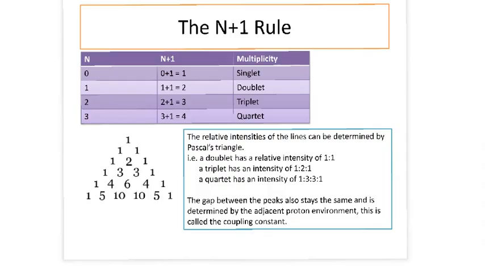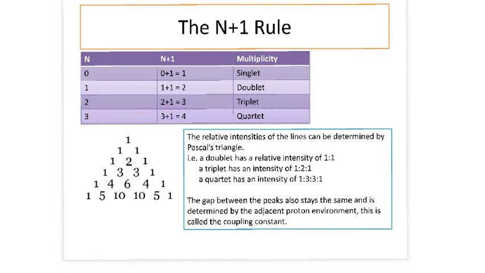Now all you need to remember for this is the n+1 rule, and there is a lot of theory behind this, so you can look up the theory if you want to, but you don't need to know it. All you need to know is that if n is 0, then n+1 is 1, so you see a singlet, which means you see a single peak. If n is 1, then 1 plus 1 is 2, which gives you a doublet, so you see 2 peaks. Instead of seeing 1 peak, you see 2 equal height peaks.